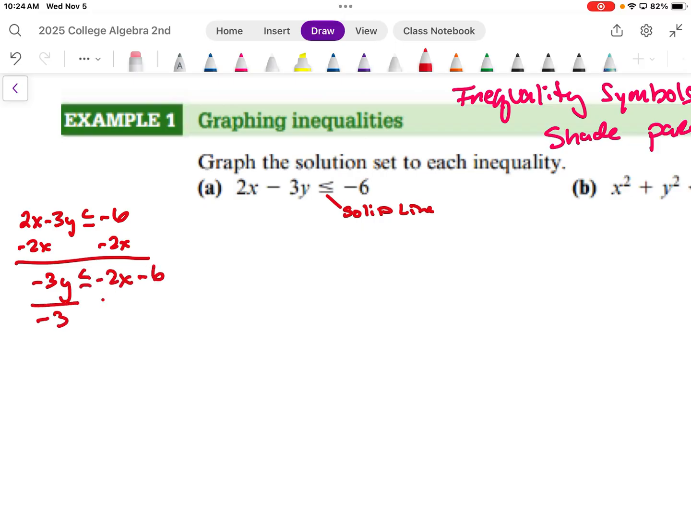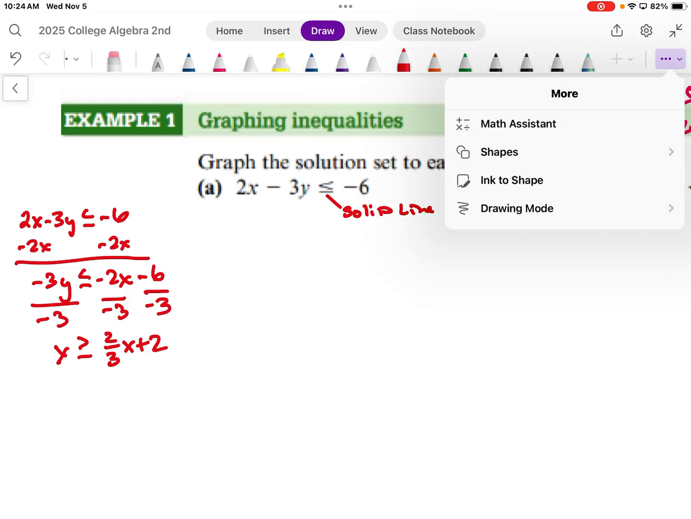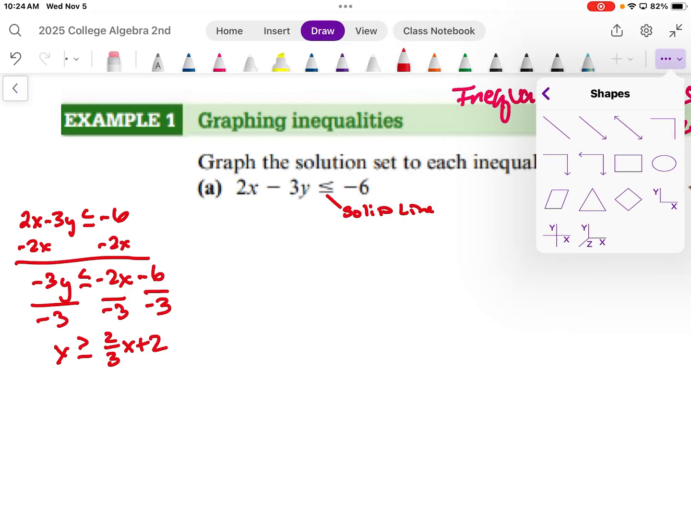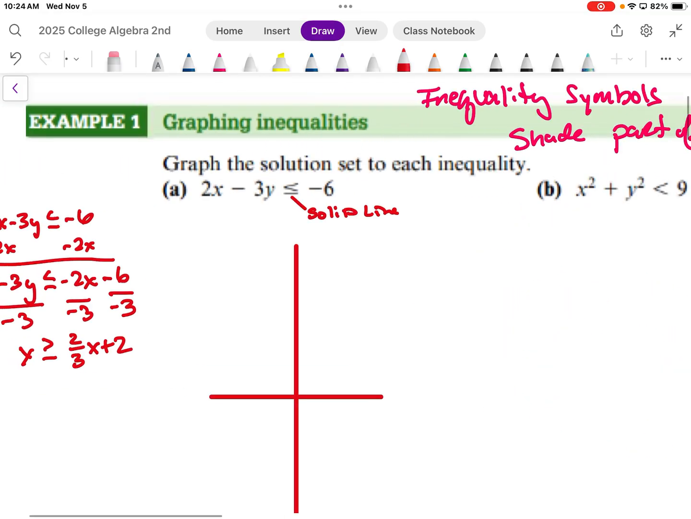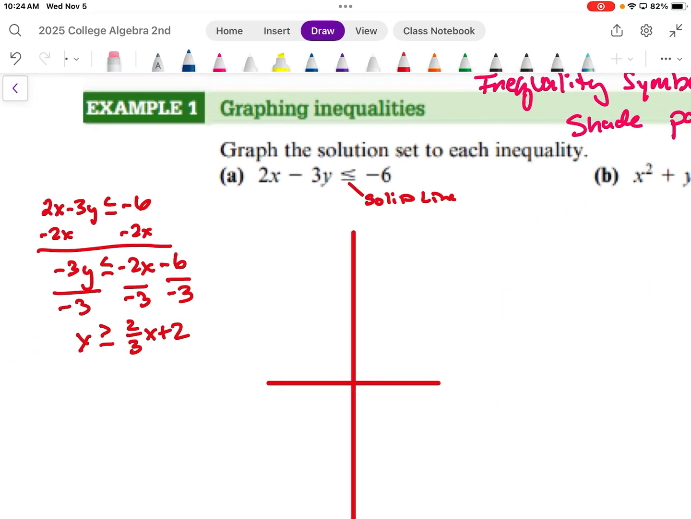When I divide by a negative, what does it do? Yeah, it flips the symbol. So this becomes greater than or equal to 2/3 x plus 2. So I now have my equation solved for y. And I'm going to grab an xy axis here. Oh crap, that's one big xy axis. There we go. All right.